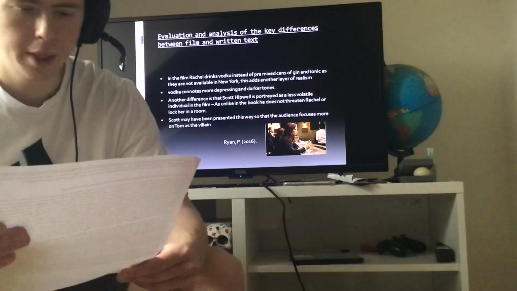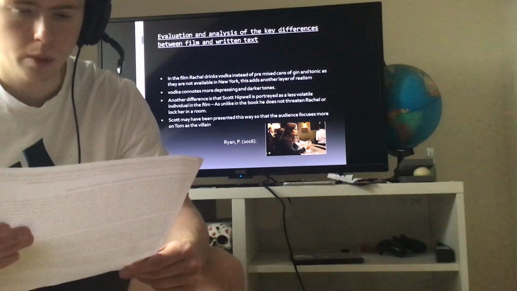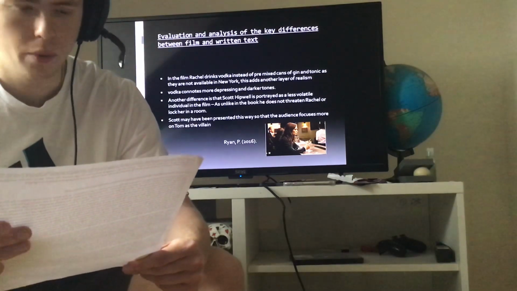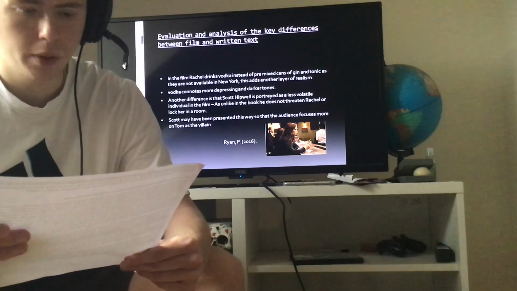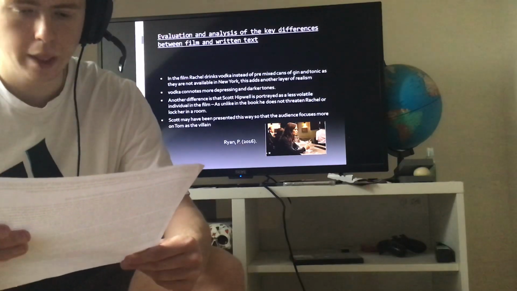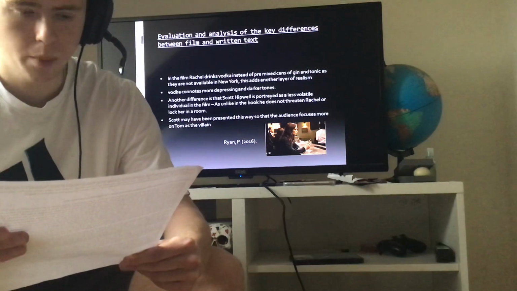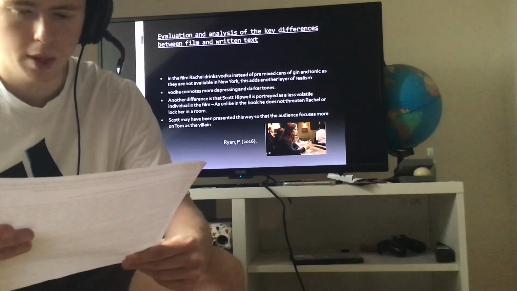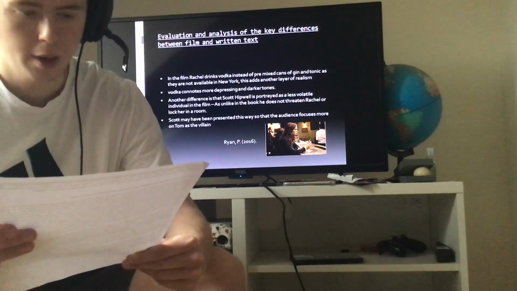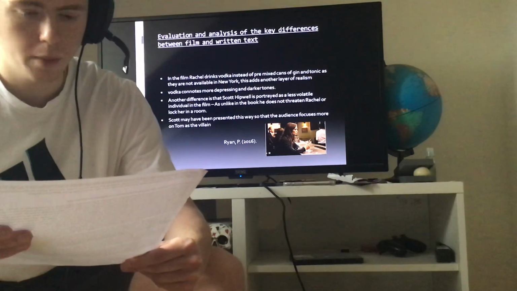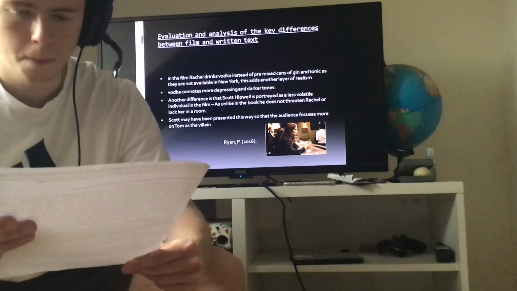In conclusion, the decision to change Rachel's choice of drink was an effective one, as it added an extra layer of realism, which allowed audience members to relate to and therefore become more engaged in the story. Furthermore, the change allowed the screenwriter to intentionally project the bleak tones surrounding Rachel's lifestyle, as vodka supplied fitting connotations that effectively helped reinforce the atmosphere that the screenwriter was going for.